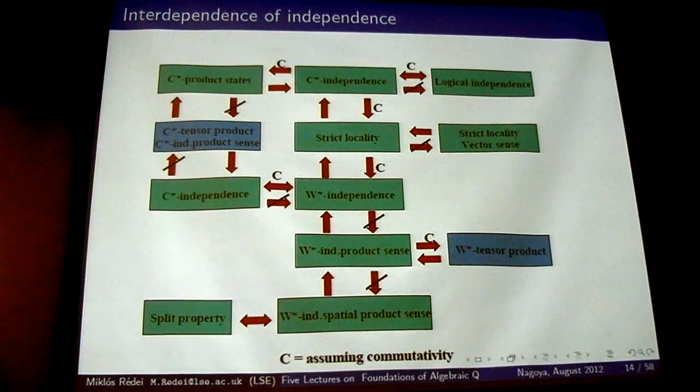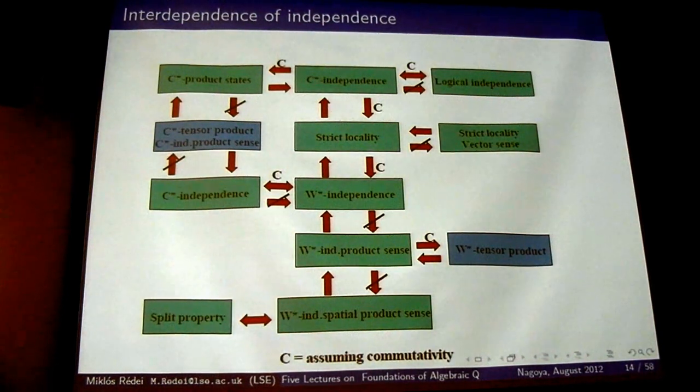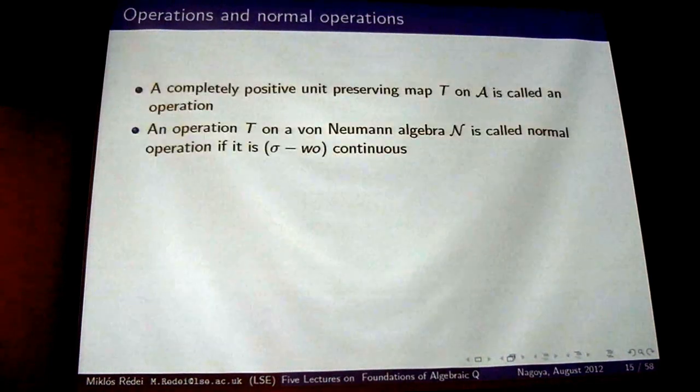Now what do you mean by product state? If two systems are C-star independent, that means that however you choose one state here and another state there, they have a joint extension. Now, it is known that if this is the case, then the joint extension can be assumed to be a product state. Okay, and there is more.